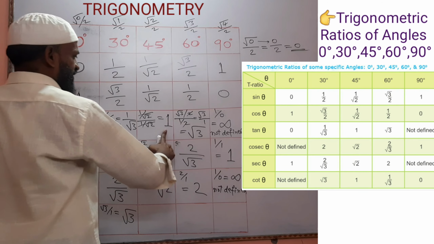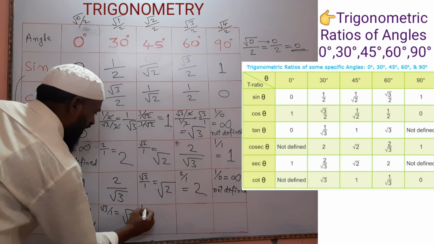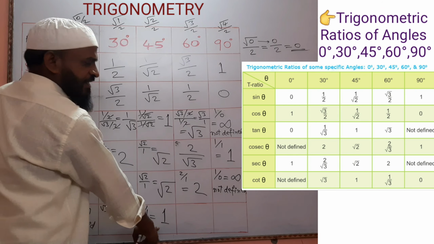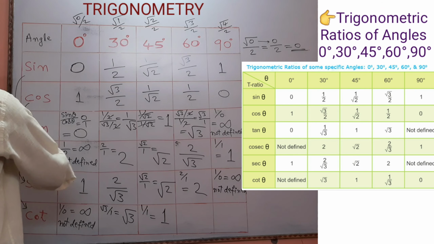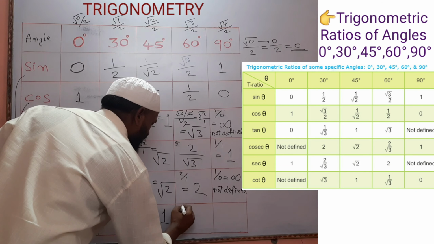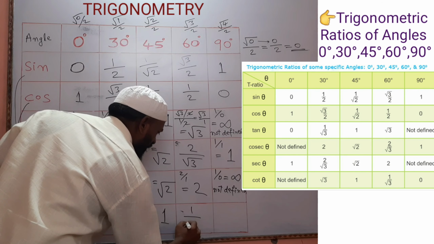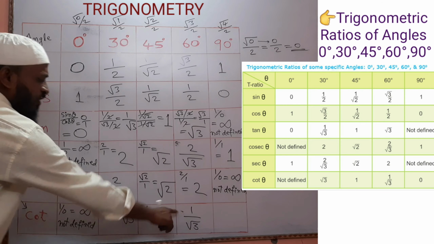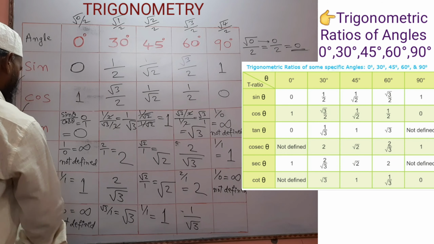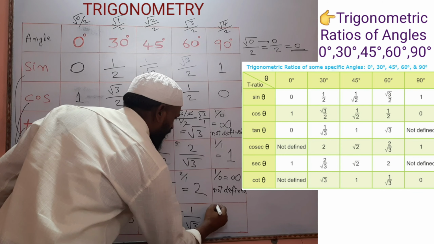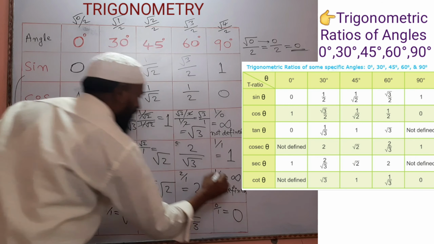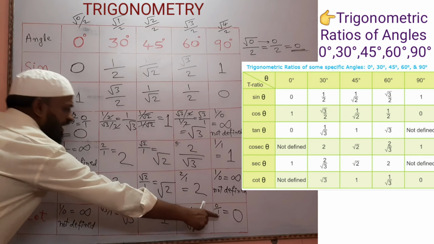And next, tan 45 is 1. For cot 45, reciprocal of 1 is what? 1 by 1 is nothing but 1 only. So cot 45 value is 1. Next, tan 60 is what? Root 3. Reciprocal of root 3 is 1 by root 3. So cot 60 value is what? 1 by root 3. Next, tan 90 is what? Not defined. Reciprocal of not defined is 0. 0 by 1 is nothing but 0. So the answer is cot 90 degree is 0.